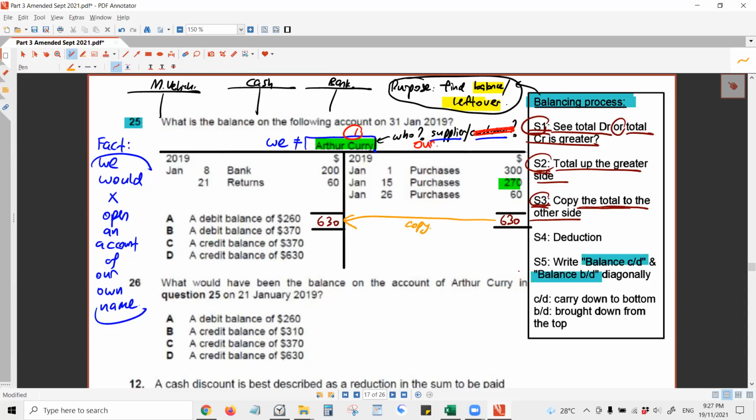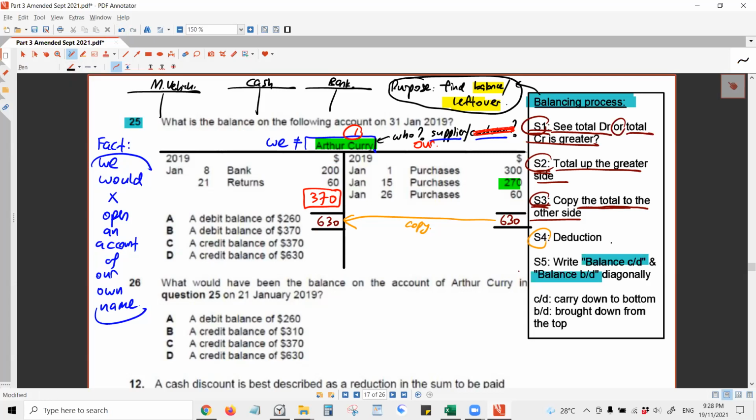Now step four, deduction means minus. You take this figure that you have just written minus these two numbers. Then you get a figure you put here. Take the 630 minus 260, 370. So step one, step two, step three, and step four have finished.